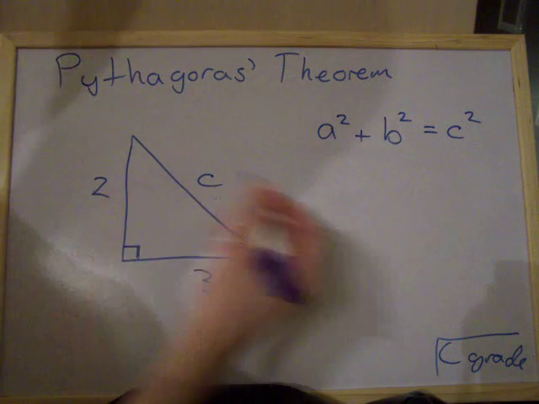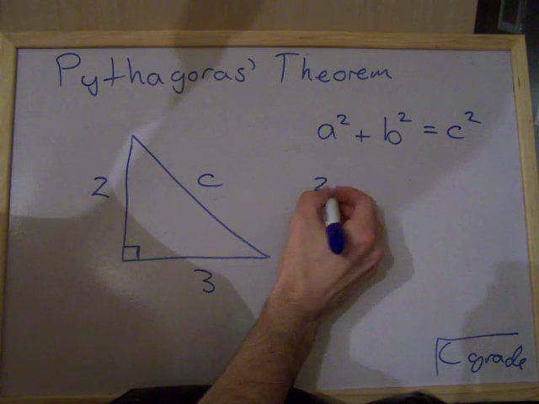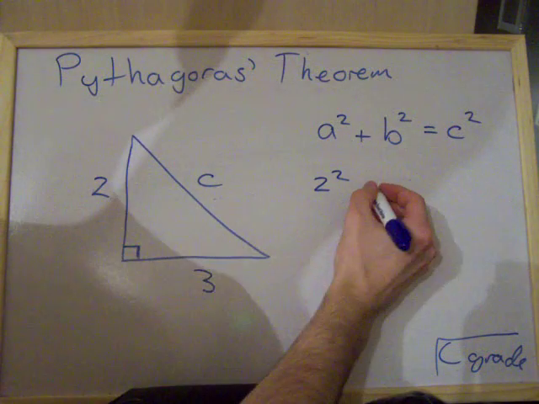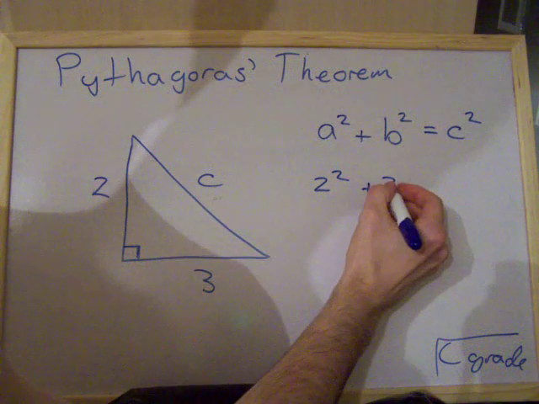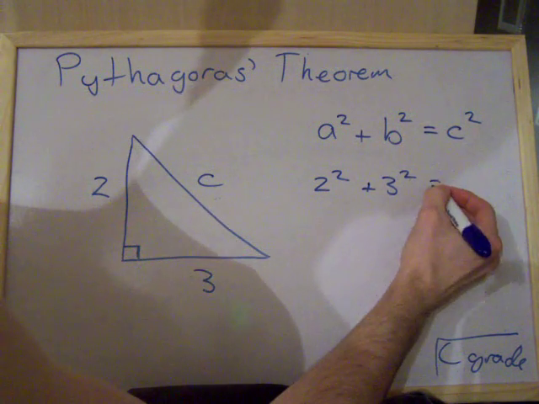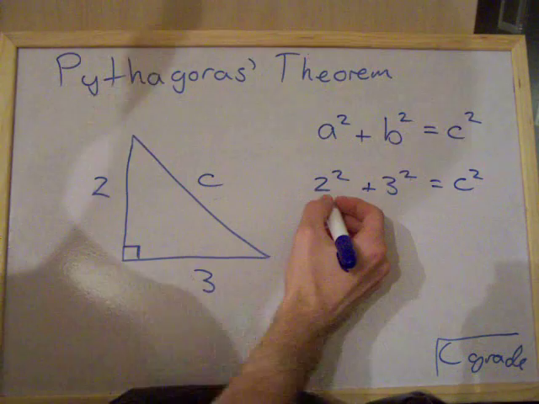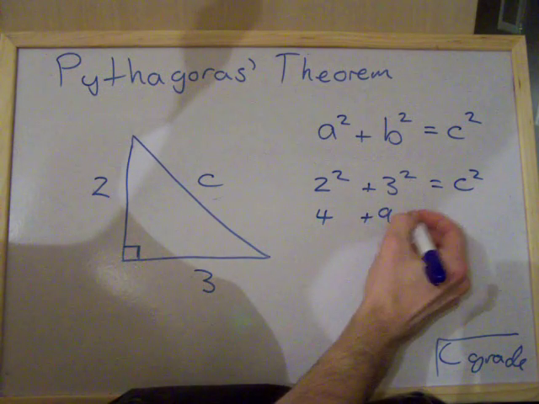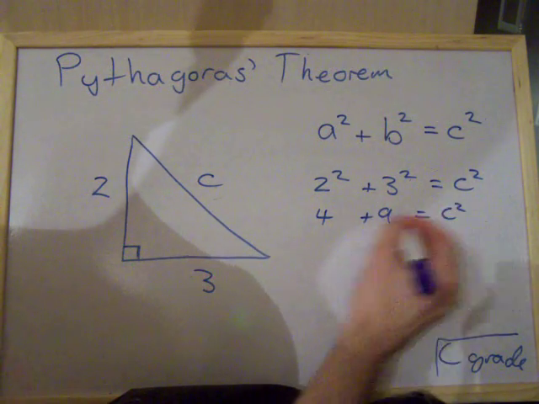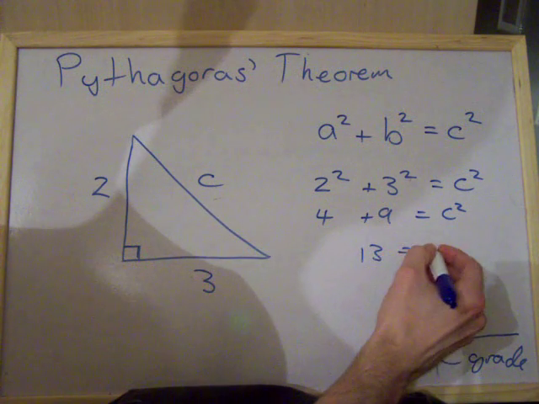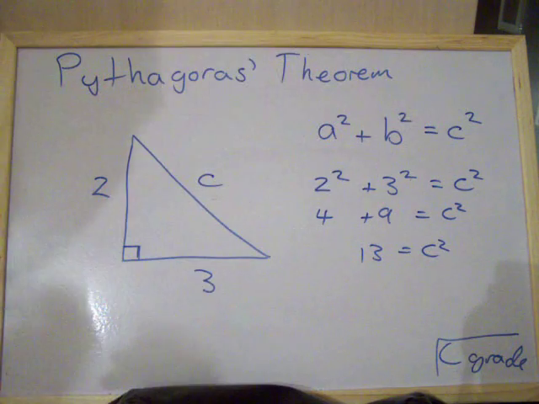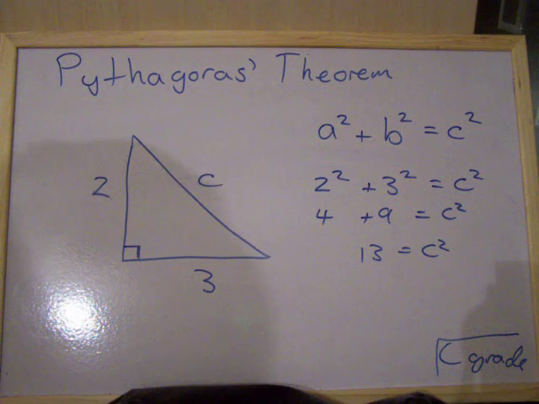Okay, so therefore 2 squared, that's A, plus 3 squared, that's B, is equal to C squared. Okay, so 2 squared equals 4, plus 9 equals C squared. So 13 equals C squared. Now, what number do I square to get 13? Now I'm stuck. That's a shame.